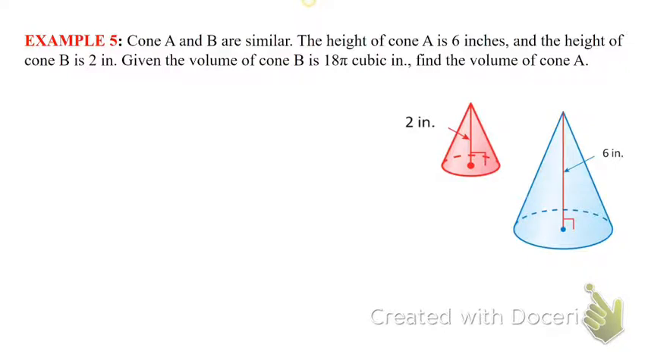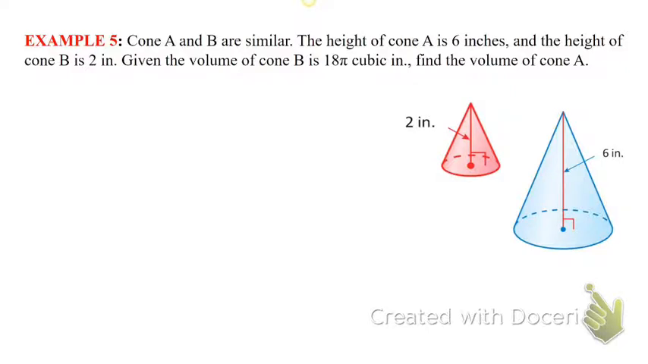So cone A and cone B are similar. The height of cone A is 6 inches and the height of cone B is 2 inches. Given the volume of cone B is 18 pi cubic inches, find the volume of cone A.